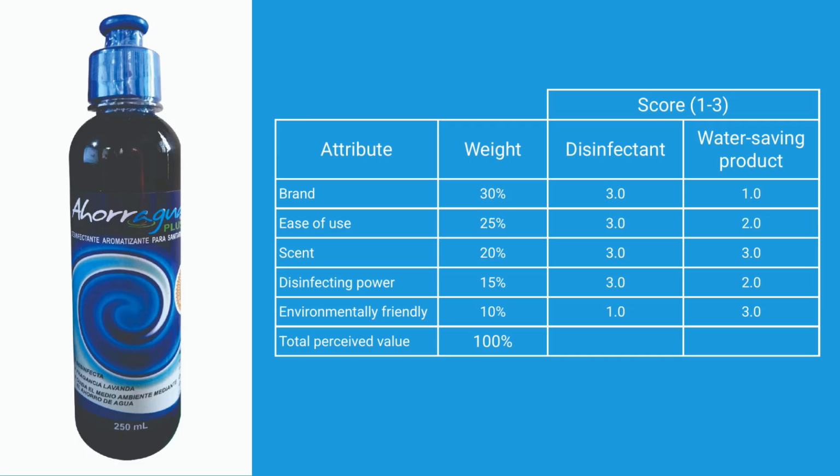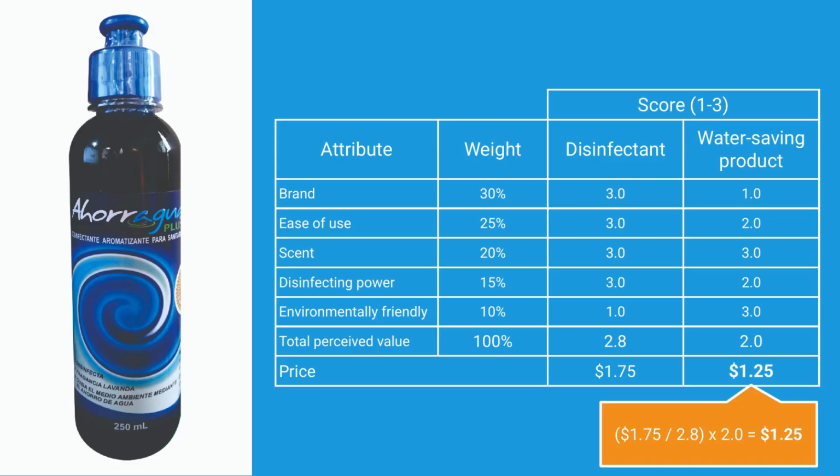I belonged to a customer segment that assigned value to attributes like brand, ease of use, scent, disinfection, and environmental care in the way shown here. I compared the water saving product with the disinfectant we use at home, rating each attribute on a scale from 1 to 3, where 3 was the highest score and 1 the lowest. In this way, the disinfectant we use at home received a weighted score of 2.8, while the water-saving product scored 2.0. If the price of the disinfectant for an equivalent size was $1.75, what should be the fair price for the water-saving product considering its lower perceived value? Using a simple rule of three, the price would be $1.25, although in future lessons we'll see that the correct calculation is a bit more complex.